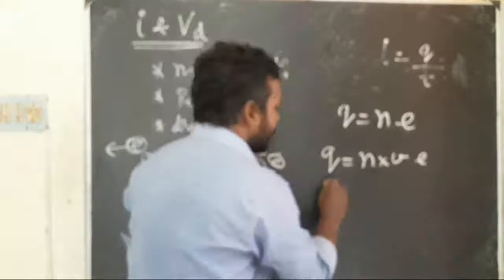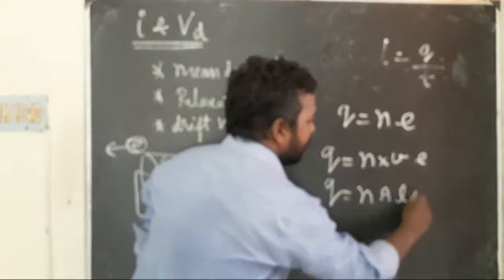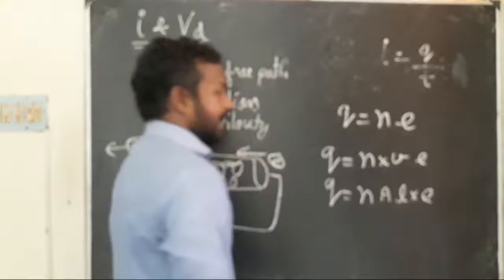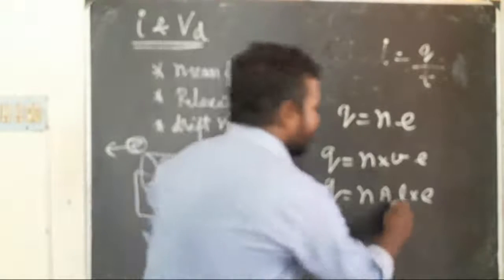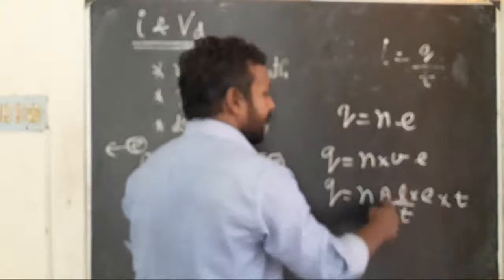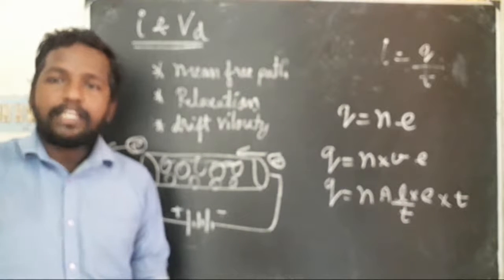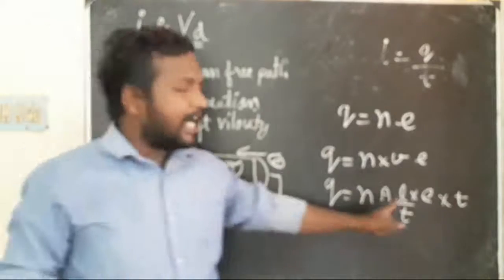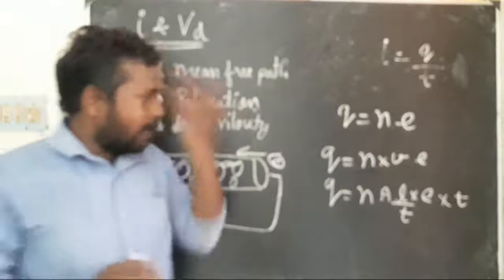So volume I can take as area into length, into electron charge. Then time, I am going to divide in the denominator, time period into time period. Volume is length into breadth into height, or area into length. That gives us the volume of the conductor. Now, length by time.